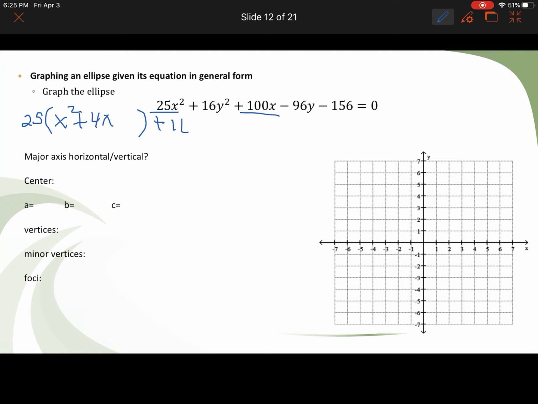Okay, and then I've got my y, so I've got 16y squared. I'm going to factor that out of the 96 and the 16. Okay, so 16 goes into 96 6 times. And then I will put the 156 on the other side.